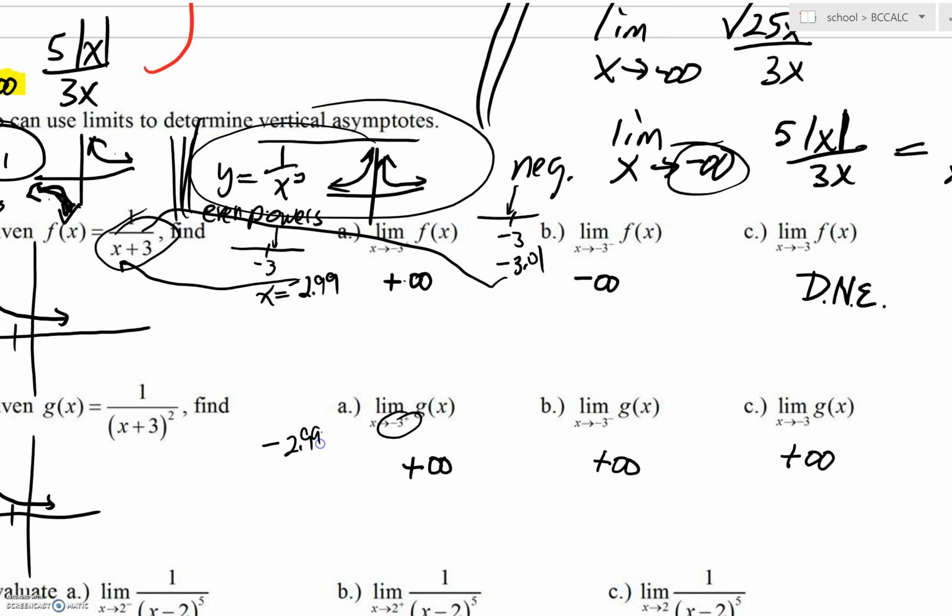Like say, what happens if I plugged in a negative 2.999 or a negative 3.01? At the end of the day, however, you know that that denominator will be positive after you square. So you'll have something small and positive, and 1 over something small is big. You're guaranteed to always go to a positive infinity in that regard.